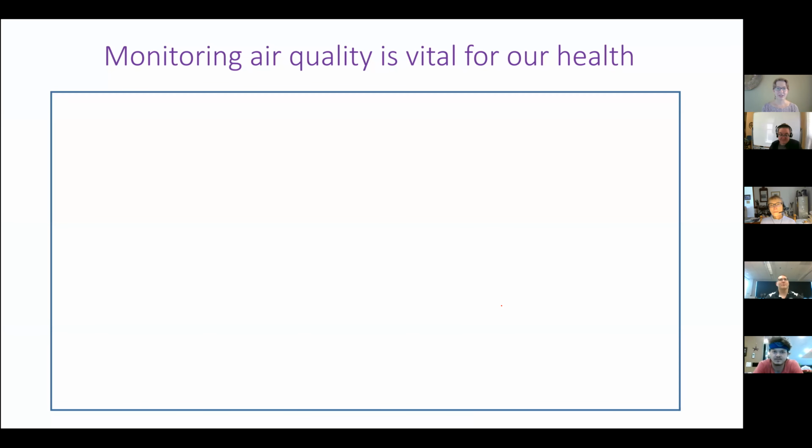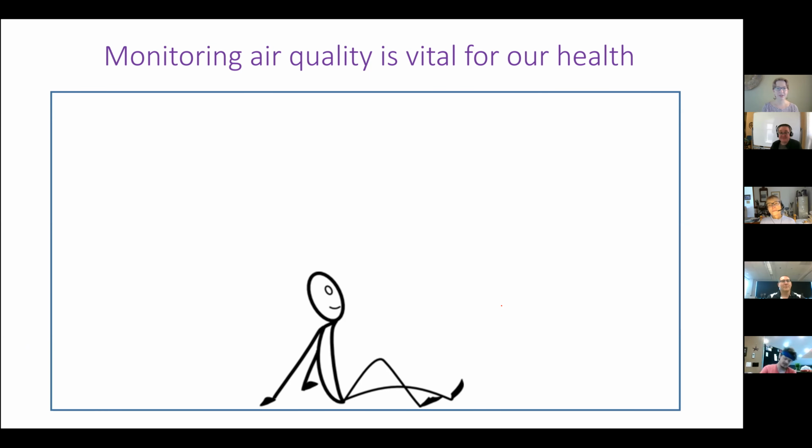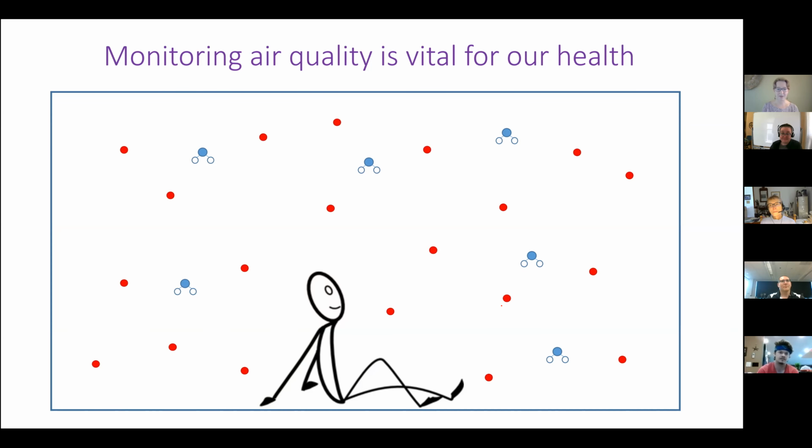So to start, I want you to think about the room that you're sitting in right now. All around you, there are lots of things in the air that you can't see, but you inhale them every time you breathe. And a lot of these things are good and we expect them to be there, like water molecules. But sometimes there are other things in the air that we don't want to be breathing. We typically refer to this as pollution.